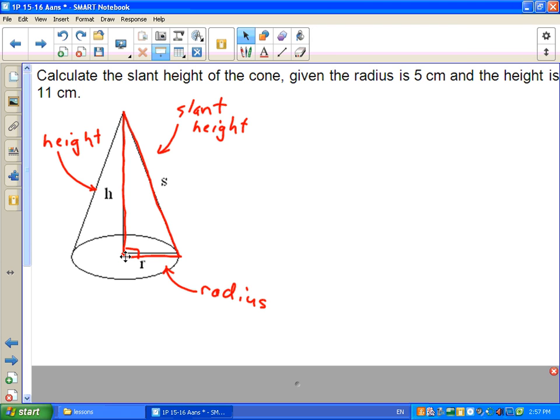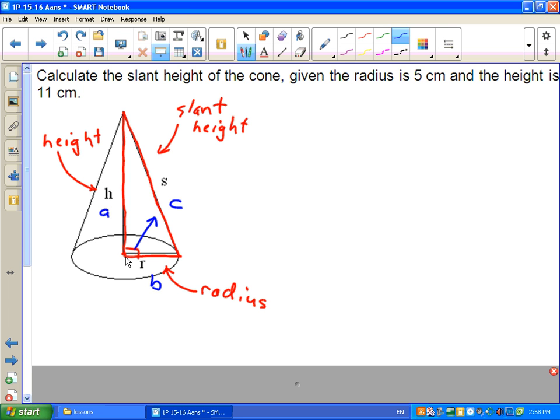So let's go through the steps again using the Pythagorean theorem. We want to label these C, A, and B. And we start with C. So we go across from the right angle. This will be our C. Over here will be our A. And down here at the bottom, we'll label that one B.